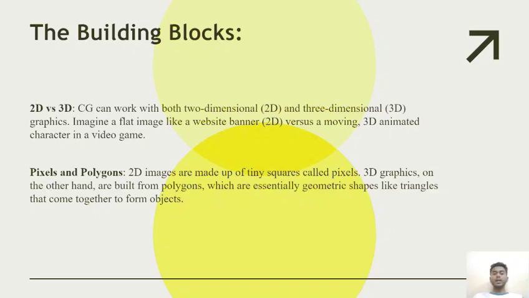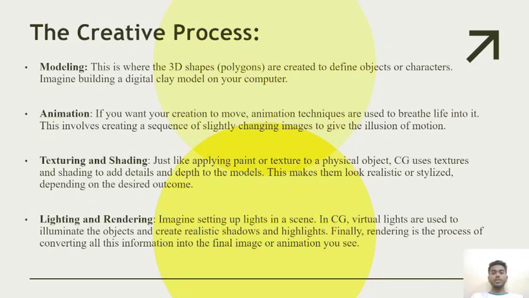And in the same way, the other one is pixels and polygons. 2D images are made up of tiny squares called pixels. 3D graphics, on the other hand, are built from polygons, which are essentially geometric shapes like triangles that come together to form the objects.